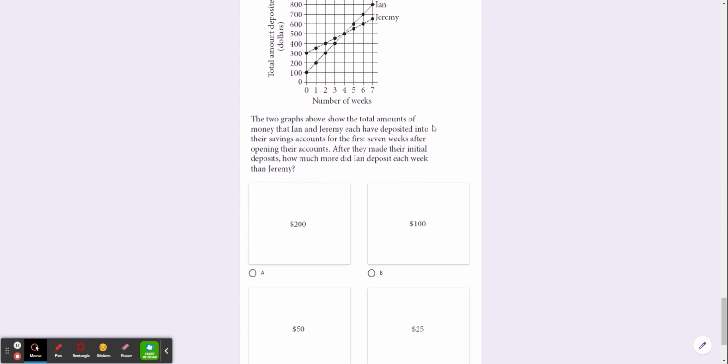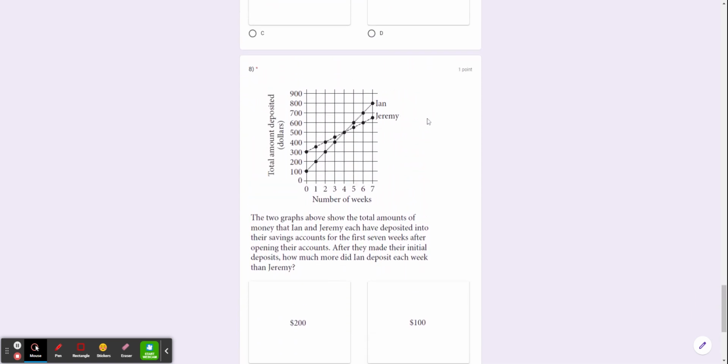All right, and our last one here, I believe, D, yep. The 2 graphs shown above show the total amount of money that Ian and Jeremy each have deposited into their savings account for the first 7 weeks after opening their accounts. After they made their initial deposit, how much more did Ian deposit each week than Jeremy? So here's Ian's graph. He starts with $100, then it goes to $200, to $300, to $400, to $500. So he is putting $100 in each week.